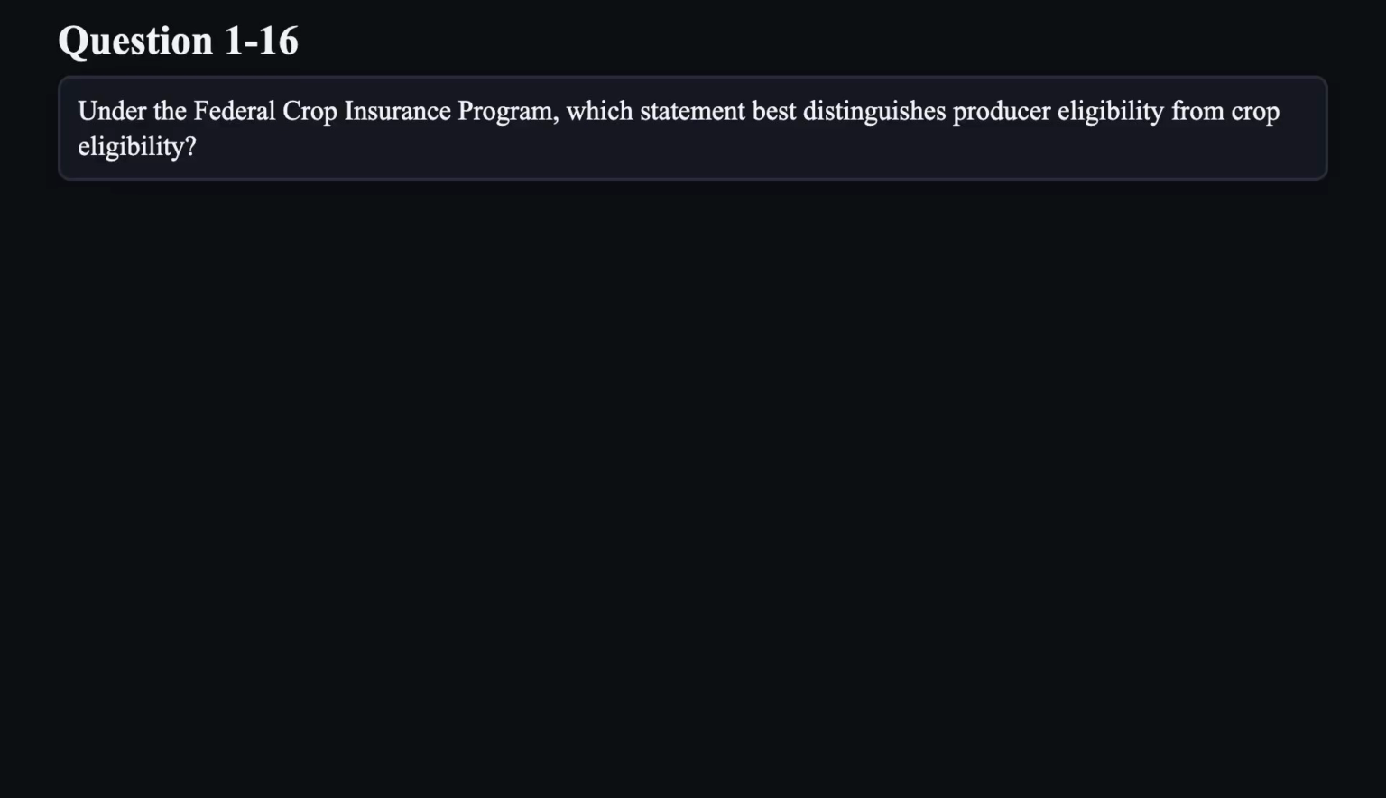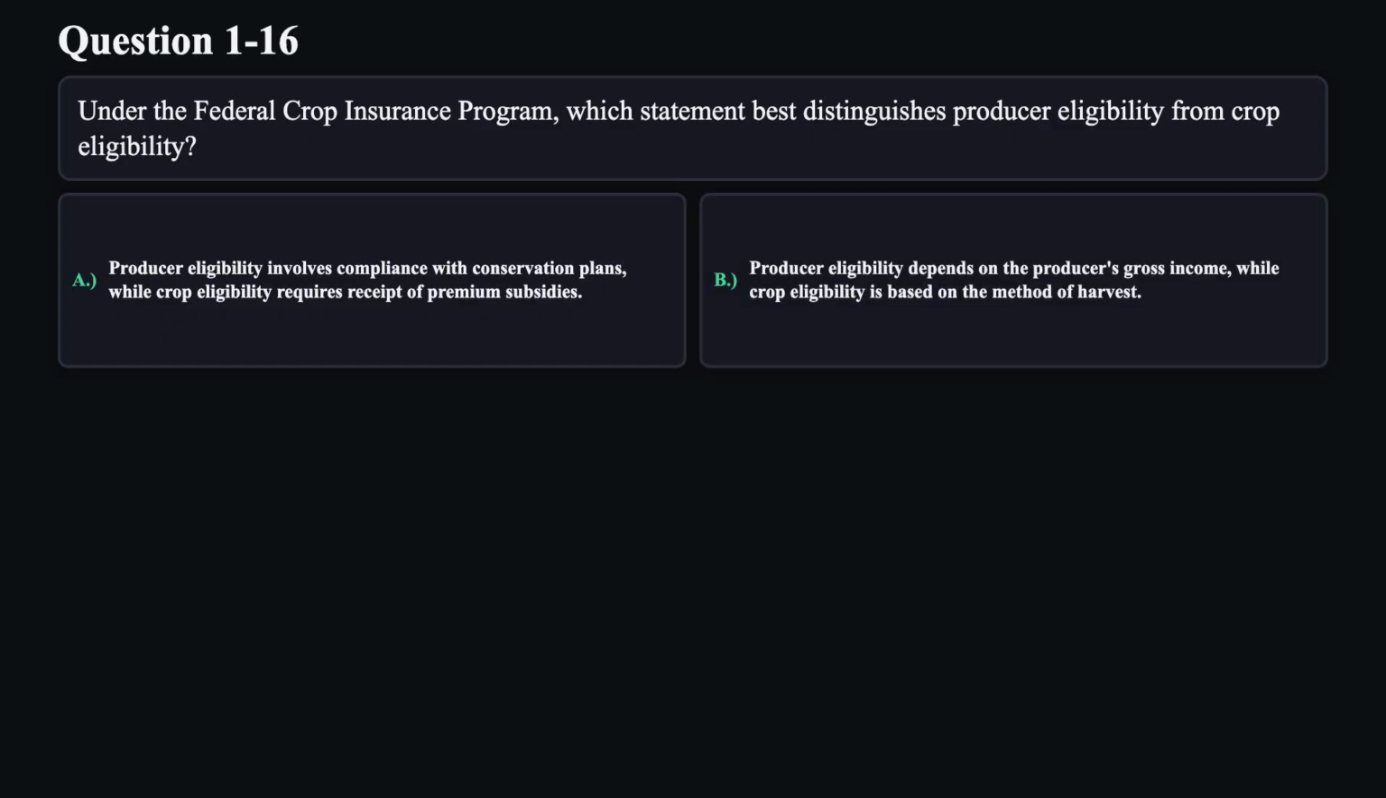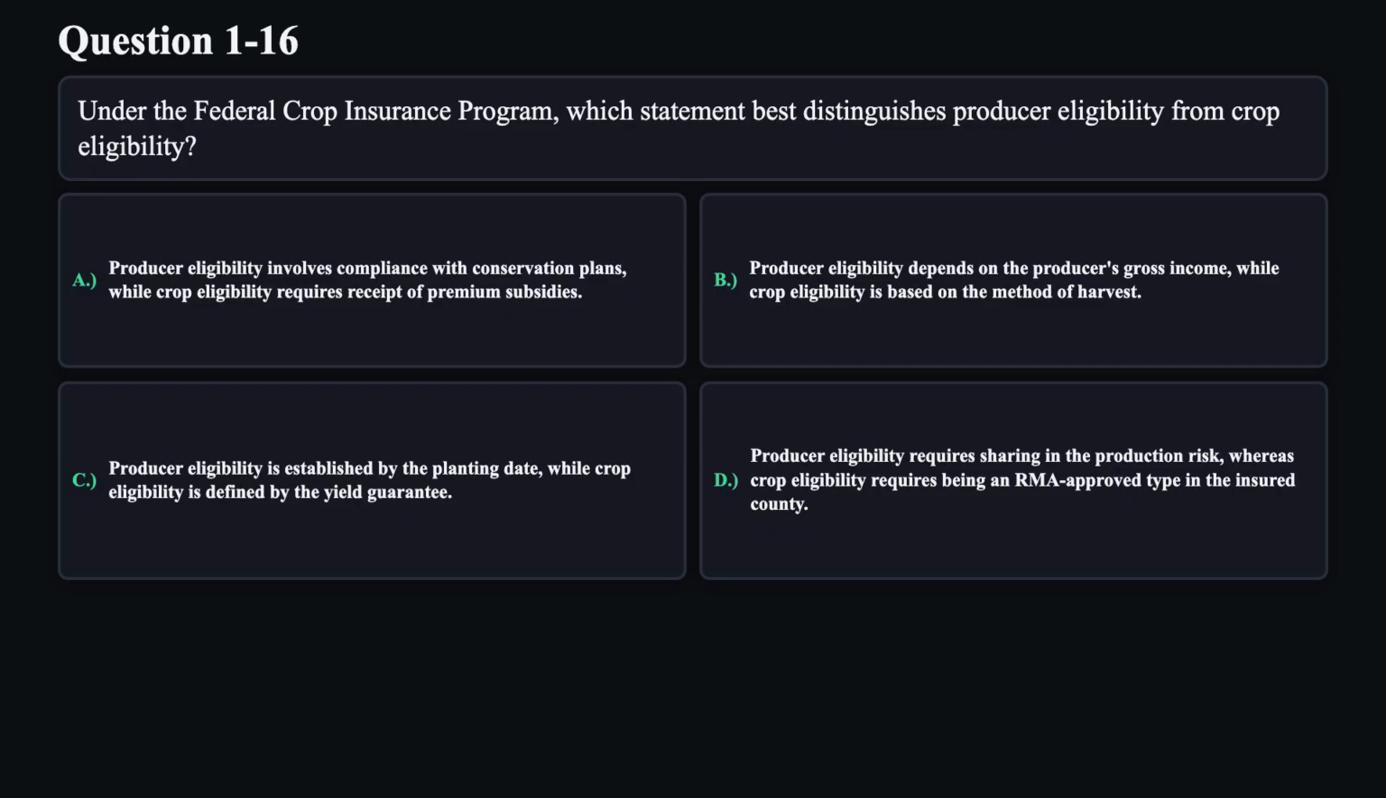Question 16. Under the federal crop insurance program, which statement best distinguishes producer eligibility from crop eligibility? A. Producer eligibility involves compliance with conservation plans, while crop eligibility requires receipt of premium subsidies. B. Producer eligibility depends on the producer's gross income, while crop eligibility is based on the method of harvest. C. Producer eligibility is established by the planting date, while crop eligibility is defined by the yield guarantee. D. Producer eligibility requires sharing in the production risk, whereas crop eligibility requires being an RMA-approved type in the insured county.